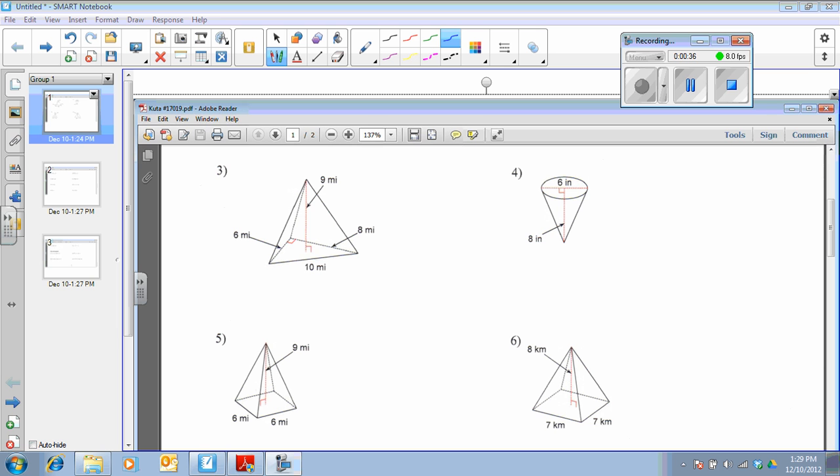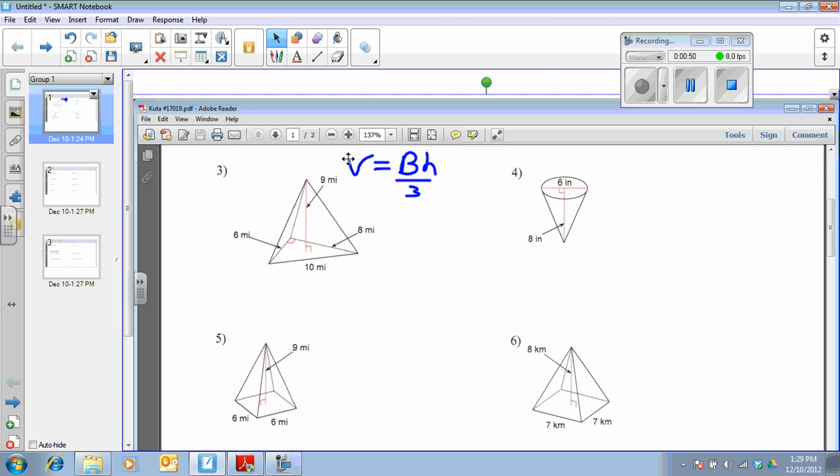So for number 3, the volume formula for any shape that comes to a point, any pyramid or cone, is the area of the base times the height, and then we just need one more step, divide by 3. When I look at this problem right here, I notice that it is a triangular pyramid. So the area of my base is going to be a triangle, which is just base times height divided by 2. So I'm going to do that real quick. Take my base and my height and divide by 2 of the triangle.